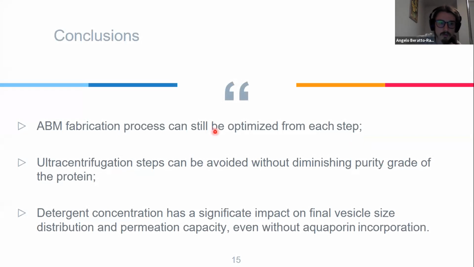Now, for the conclusions: the ADA fabrication process can still be optimized at each step. The ultracentrifugation step can be avoided without diminishing the purity grade of the protein, and detergent concentration has a significant impact on final vesicle size distribution and permeation capacity, even without aquaporin incorporation.